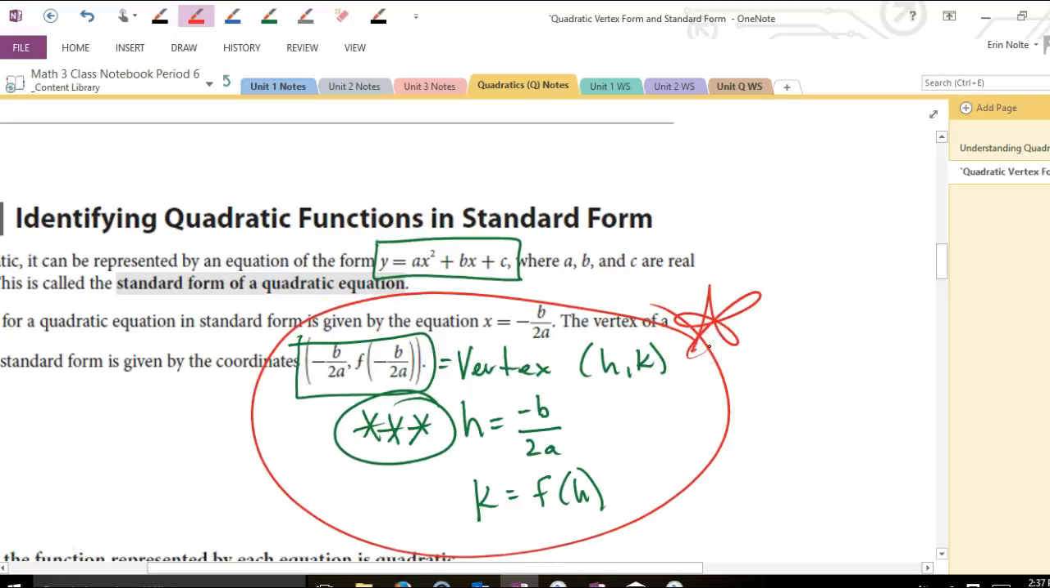Everybody good? Ready for an example? Wait, what's that? f is just a notation for y, so usually you see y equals. Well, f of x means I have a function that's in terms of x. It gives me more information than y. So if I say find f of h, that means you're going to plug h into the x value. Okay?